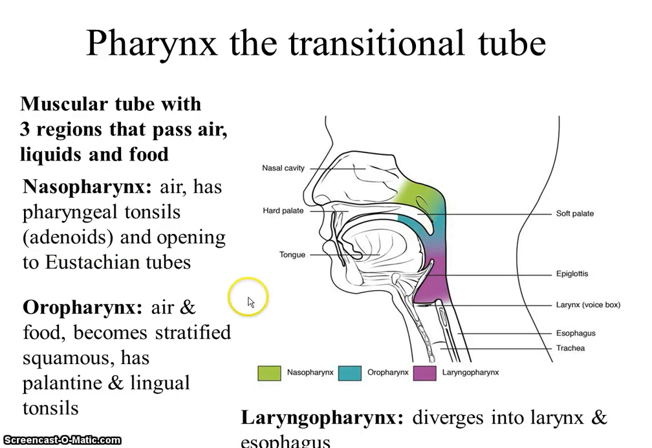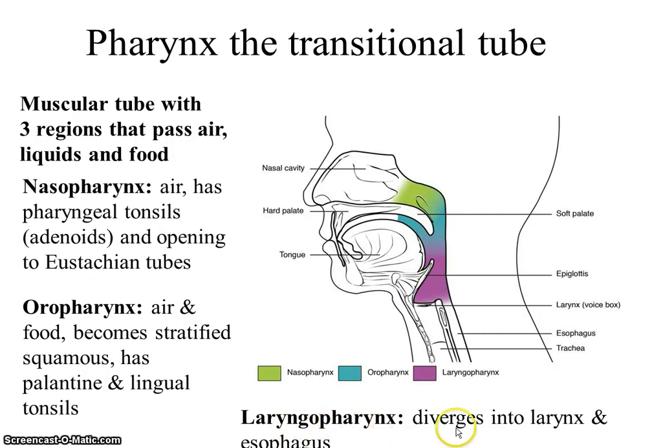The oropharynx allows air and food to pass, and so this pseudostratified, ciliated columnar epithelium does become stratified squamous in this region, all right? But that's not a big deal. It's going to return to pseudostratified again when we get into the trachea. You have the palatine tonsils, right, which are right about here, and then the lingual tonsils, which are, of course, the posterior aspect of the tongue to protect us here.